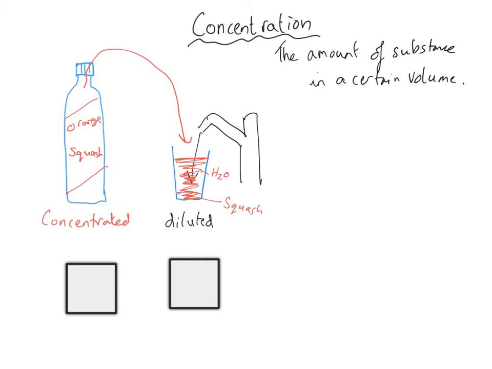So the diluted solution has got fewer particles of orange squash per unit volume. So if we zoomed in on a little bit of that orange squash there, then we would see that we've got very few particles in this particular volume. If we zoomed in on the same volume of the concentrated orange squash, we would see that we have got more particles. We don't need to worry about how many more, but we've definitely got more particles in the same volume.